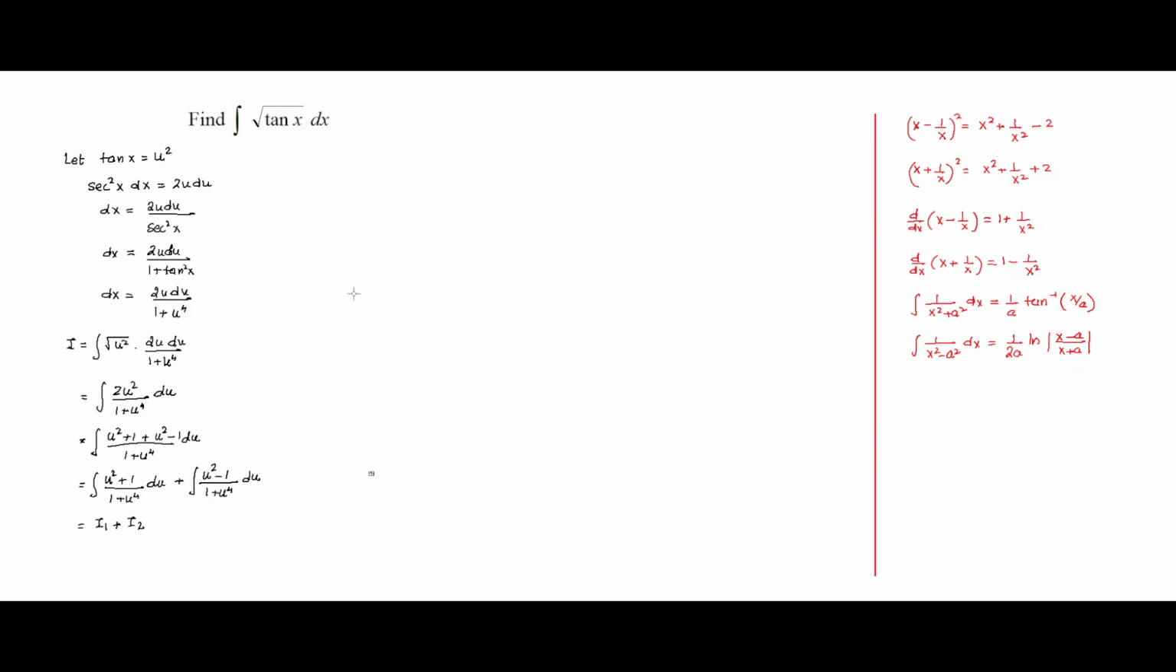And then we separate the two integrals. We write u squared plus 1 over 1 plus u to the power 4 du, and plus, we write the second one as u square minus 1 over 1 plus u to the power 4 du. And we name the two integrals as I1 plus I2. Now we shall go on to solve them one by one and step by step. In the next step, we are going to take up I1 and integrate that.